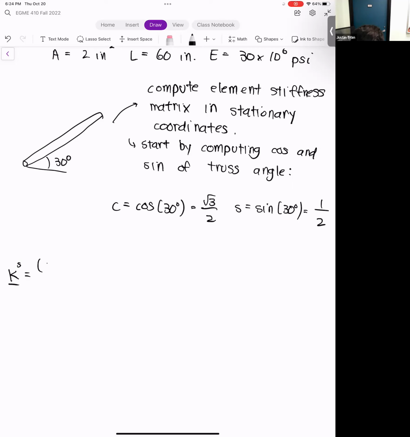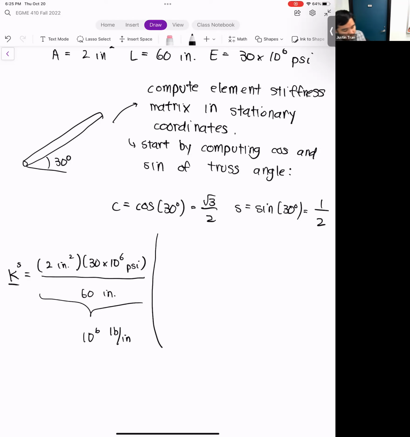The cross-sectional area here is 2 inch squared. Young's modulus is 30 times 10 to the 6th PSI. And the length of this is 60 inches. If we compute that, on top you can see we have 2 times 30, which is 60, and that's going to cancel out with the 60 on the bottom. And so what we have is 10 to the 6th pounds per inch. So that takes care of the coefficient out in front.